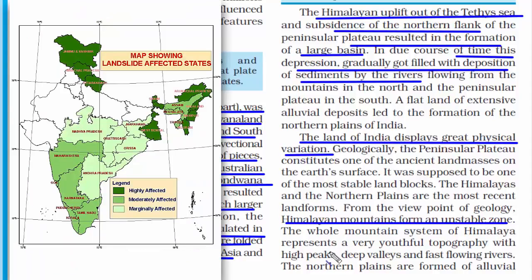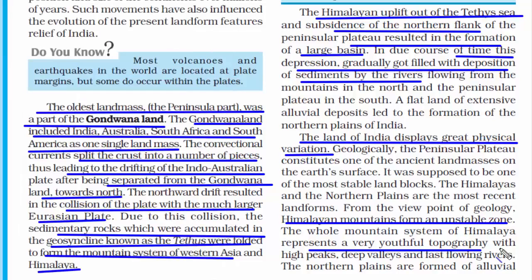Hence, they are also a very high-risk zone when it comes to earthquakes, because the land is not stable, unlike the Peninsular region, which is a complete land block that broke from the Gondwana land. On one hand, the Himalayan mountains are an unstable zone, but it is very rich in alluvial soil.